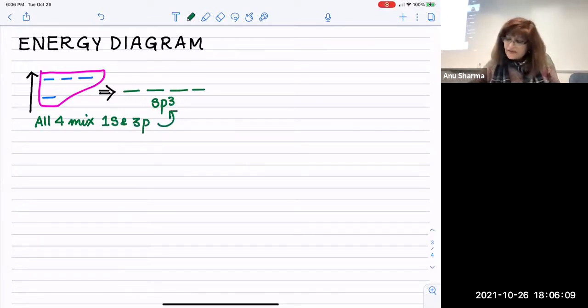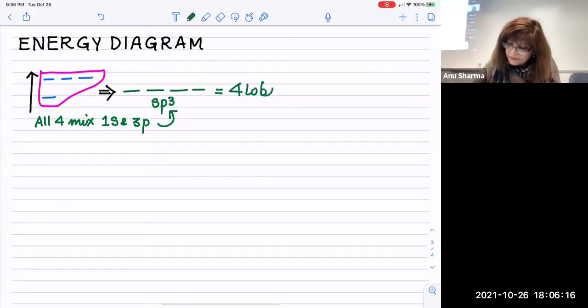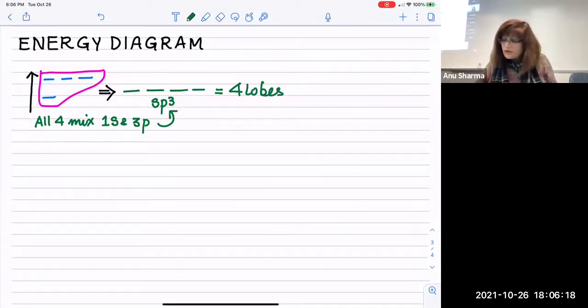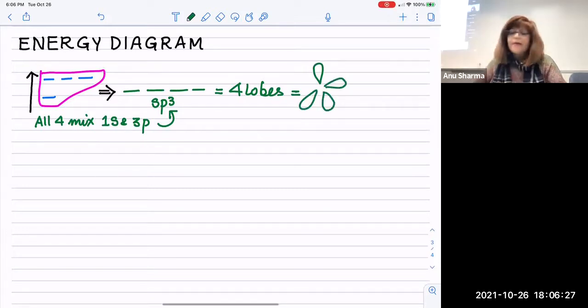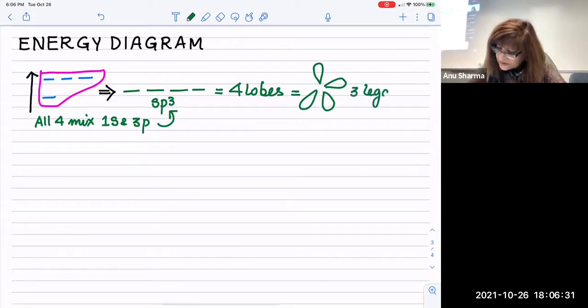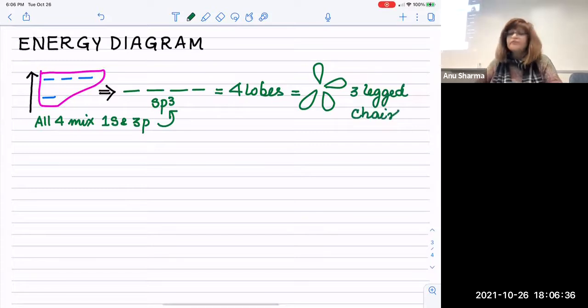In this case, the question that students ask is, how many lobes? This will be four lobes. How does it look? The shape is that of a chair. One is up, the other is here, the other is here, and the other is at the back. So just keep in mind a three-legged chair. When you draw the diagrams, keep in mind drawing a chair.